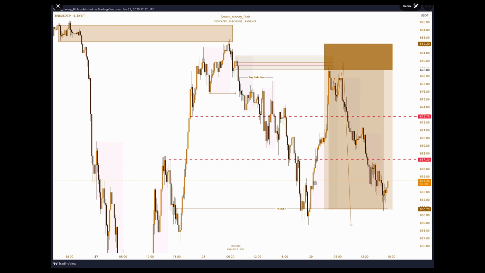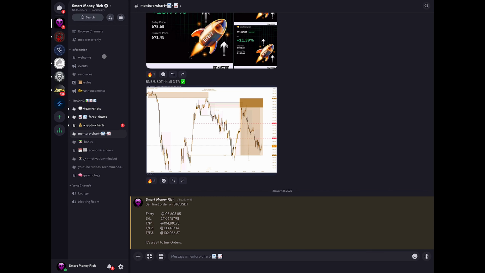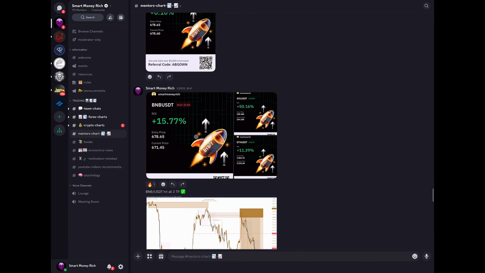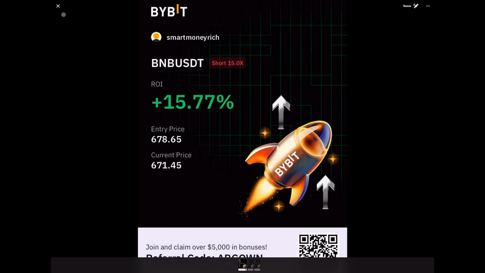So guys, immediately that happened, price came back up to fill this open imbalance. Immediately it filled this open imbalance, we saw price start selling all the way to the downside. All these signals were sent to my community. This is it.